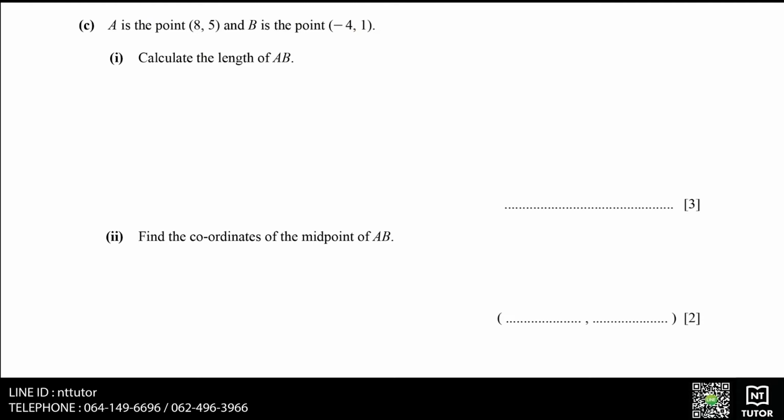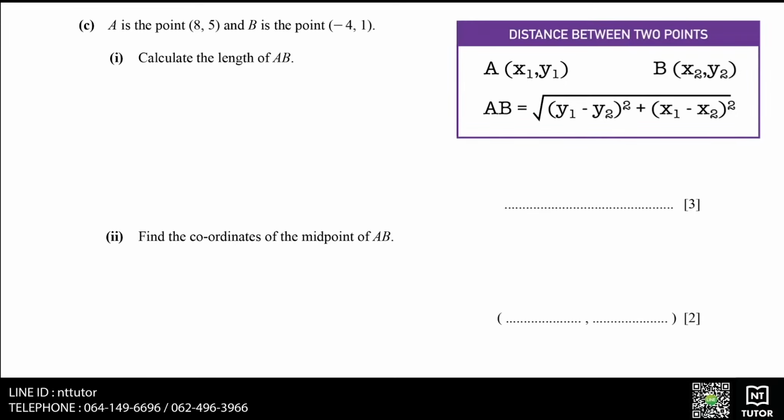C. A is the point 8, 5 and B is the point minus 4, 1. Calculate the length of AB. We have a formula for the distance between 2 points, which is the square root of y1 minus y2 squared plus x1 minus x2 squared. This formula comes from Pythagoras. So all we need to do is put our x and y coordinates for A and B into the formula for the distance between 2 points to find the length of AB.